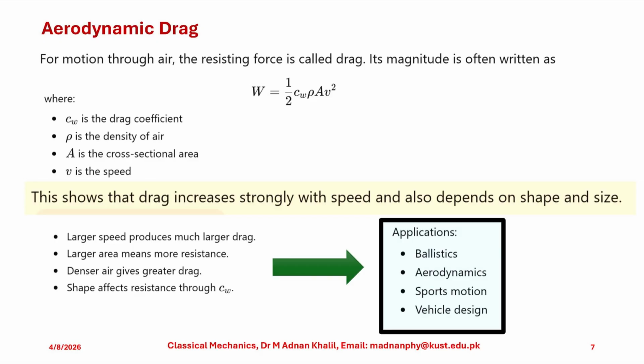The symbol rho is the density of air, so denser air produces larger drag. The symbol capital A is the cross sectional area, meaning the effective area exposed to the air, and of course this symbol V is for the speed. Notice the dependence on V square as discussed on the previous slide. That means if the speed is doubled, the drag does not merely double, it becomes 4 times larger. And that is why air resistance becomes especially important at higher speeds.